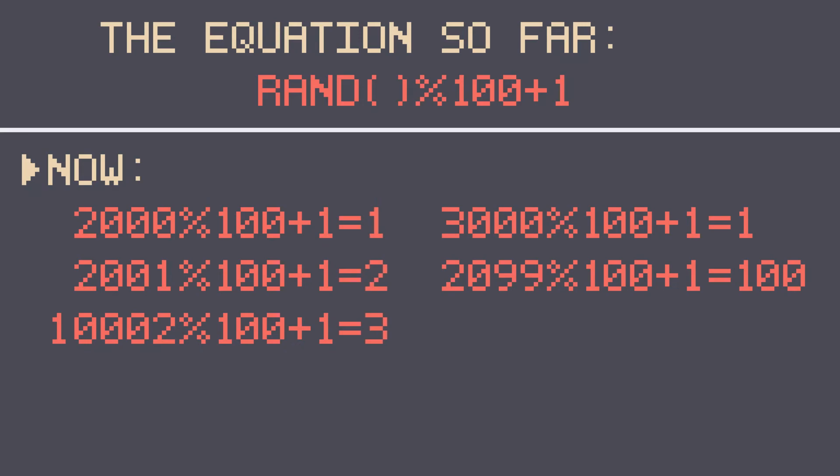If rand modulus 100 puts out a 0, well, we add the 1 and it's 1. So that's the new lowest value. And if it puts out 99, well, we add 1 to that. So now the new highest value is 100.